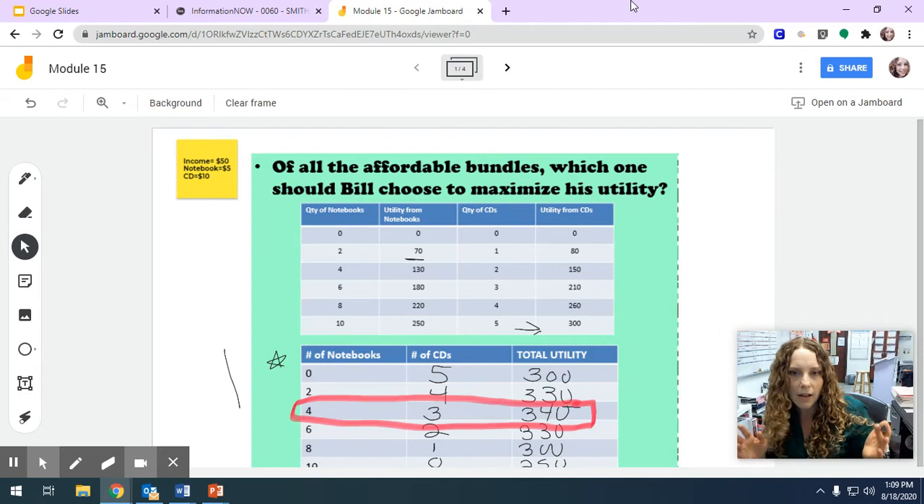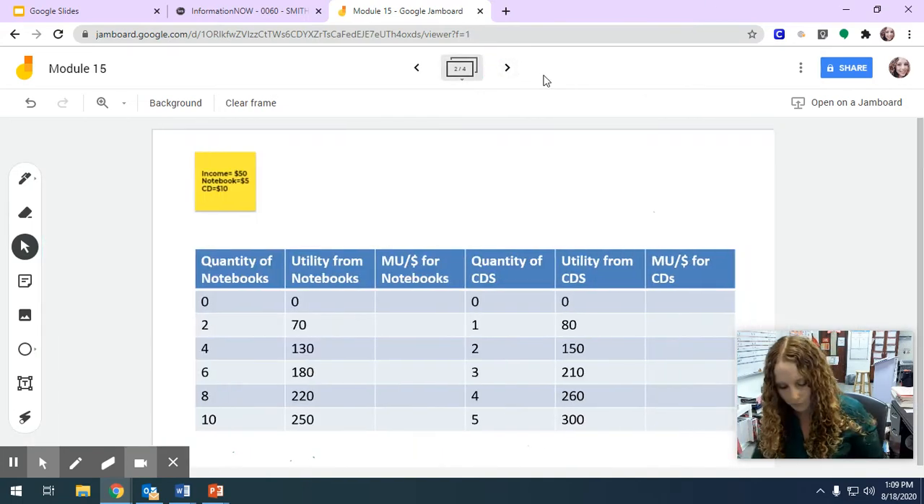Now, again, that's kind of a long way of doing it. Now let's take a look at it using the concept of marginal utility. I'm going to show you how we could maybe figure that out a little bit faster. So let me move over and show you this. Let me get in the right place over here. Okay, very good.